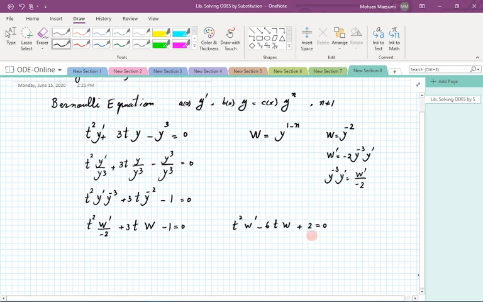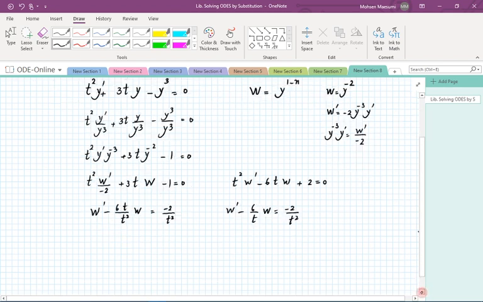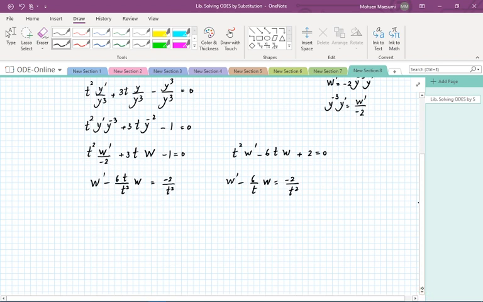So I divide by t squared. It becomes w prime minus 6t over t squared w, and then I take my 2 to the other side, minus 2 over t squared. Cleaning up one more round, I have w prime minus 6 over t w is equal to minus 2 over t squared. So that's exactly falling in the category of first order equation that we could solve by method of integrating factor. What was our integrating factor?